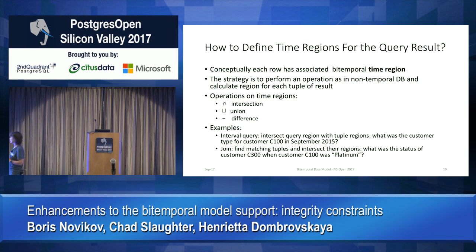For example, when we have this query, what was the customer type for the customer C100 in September 2015? What we need to do is retrieve this customer, and then we need to see this time region. That's actually the easy one.